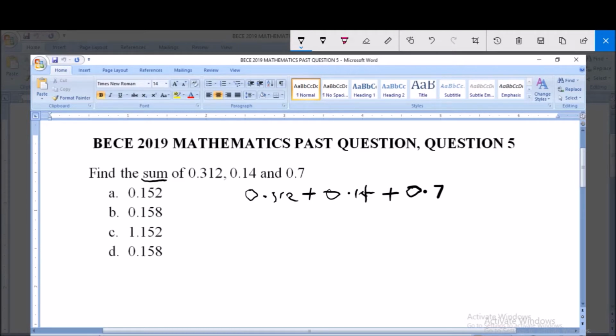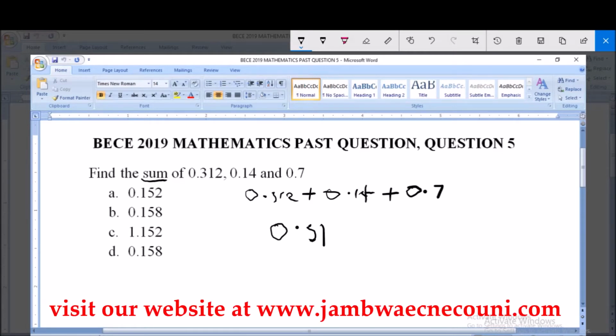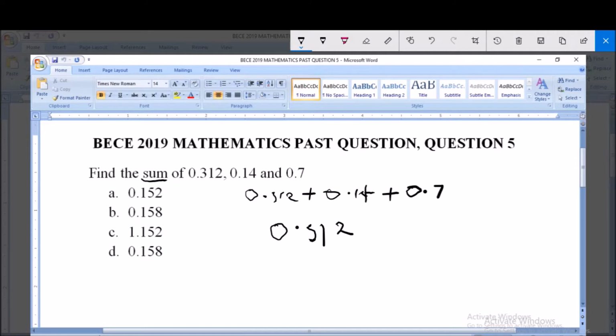Now how do you arrange these numbers? The first number here is 0.312. The next is 0.14. So you arrange it like this: 0.14, and the next is 0.7. So you arrange it like this: 0.7. So this is how you arrange it. And remember, you are adding. It's an addition.